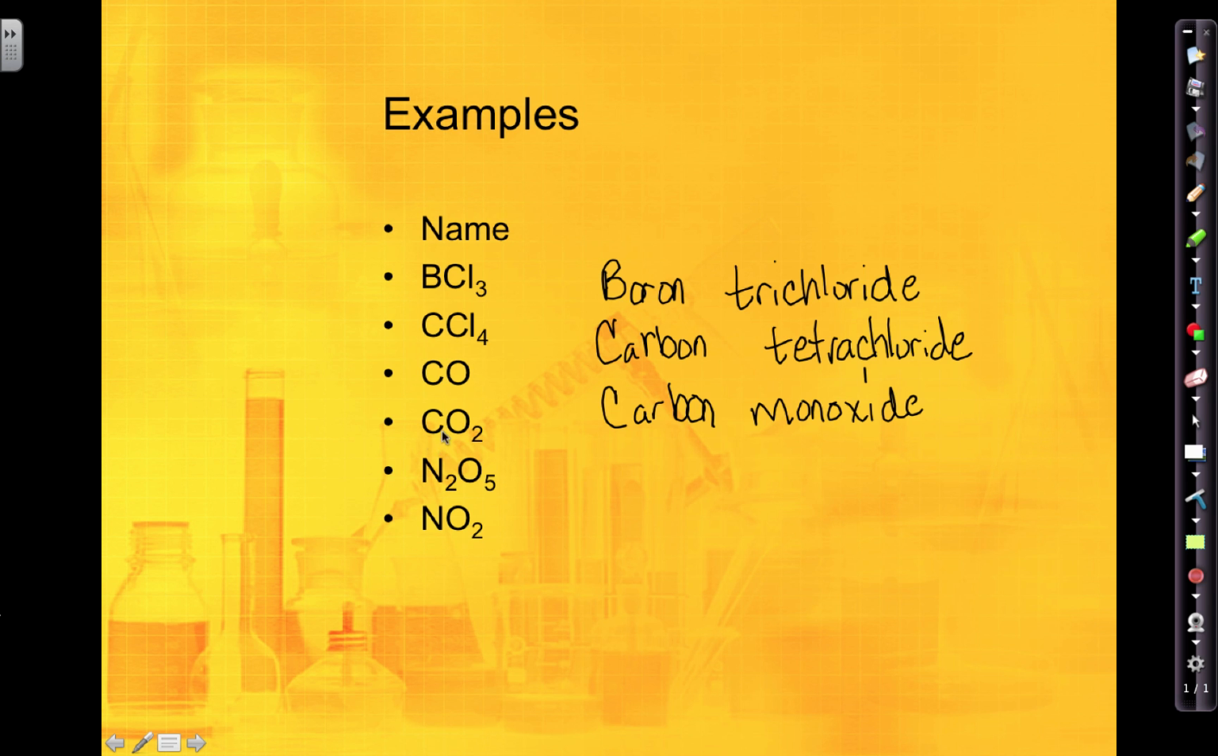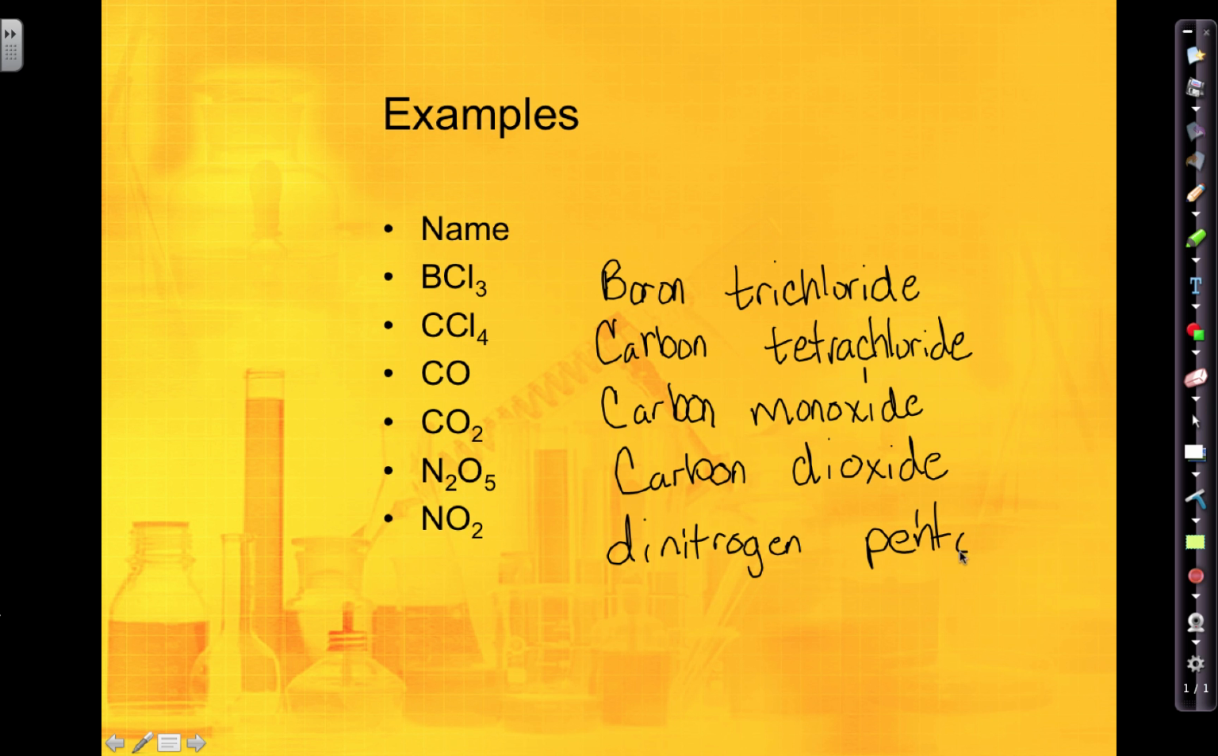All right, so next one. Again, I've only got 1, so it's just carbon. I've got 2 oxygens, so 2 would be di, and then oxygen would become oxide. Next one. I've got 2 nitrogens, so I do need a prefix, so it's going to be di, nitrogen. You don't need to change the ending here, just the second part. So dinitrogen. I've got 5 oxygens, so that one would be pent oxide.